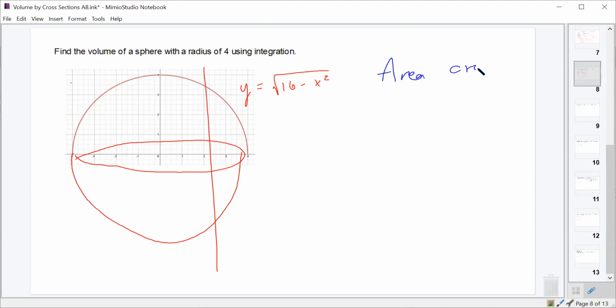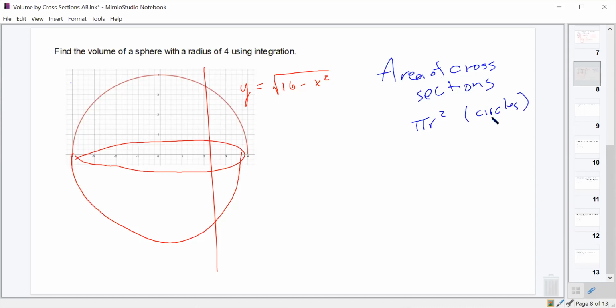Right? If I rotate something around an axis, the area of the cross sections should be pi r squared, right? Because they're circles. Everybody agree with that?